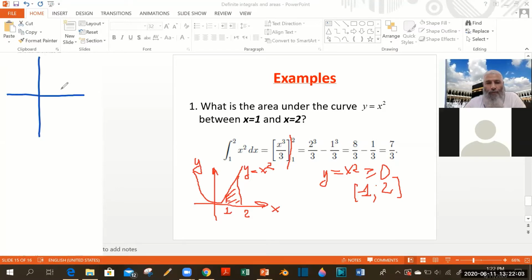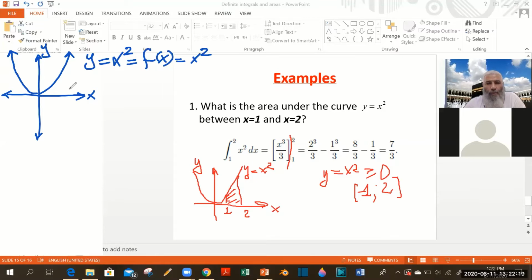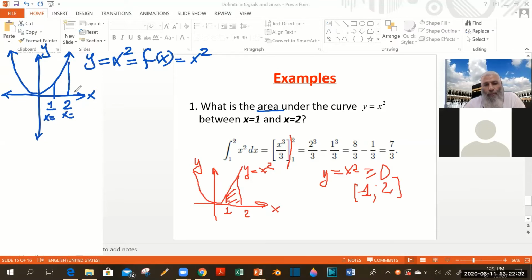You know the curve, it is a very simple curve like this. This is y equals x squared, which is f of x equals x squared too. So he is asking about the area between 1 and 2 under the curve, from x equals 1 to x equals 2. So this area will be equal to what? This part. Now we will calculate it.